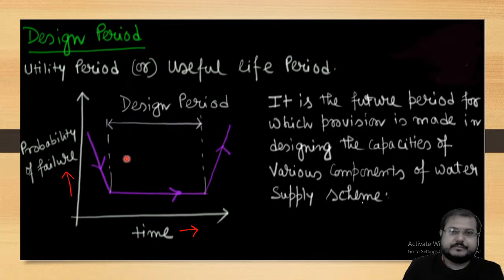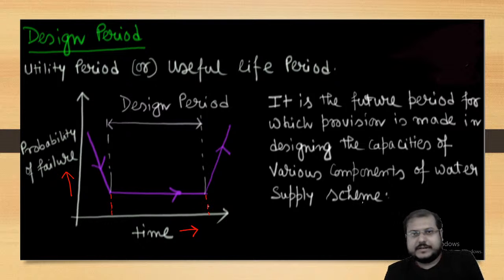The time frame for which the probability of failure is constant with time is called the design period. That particular time where it is constant with time is called the design period.